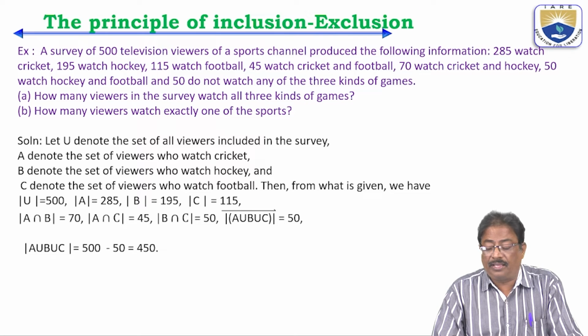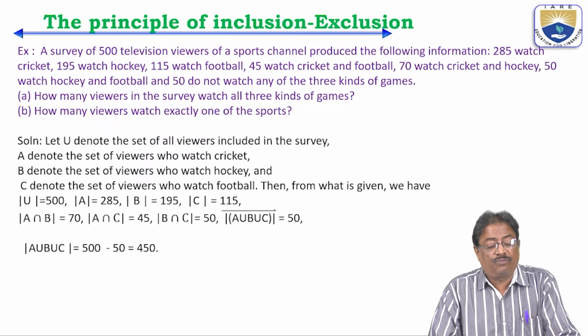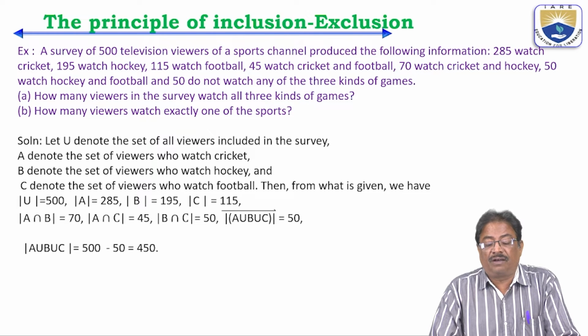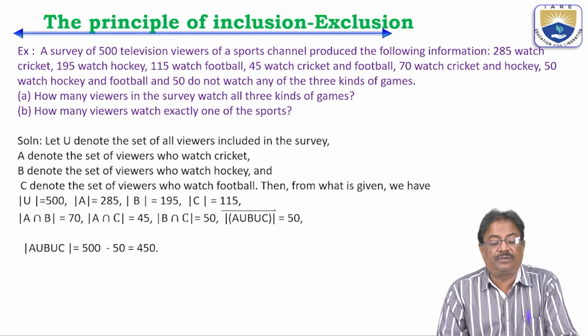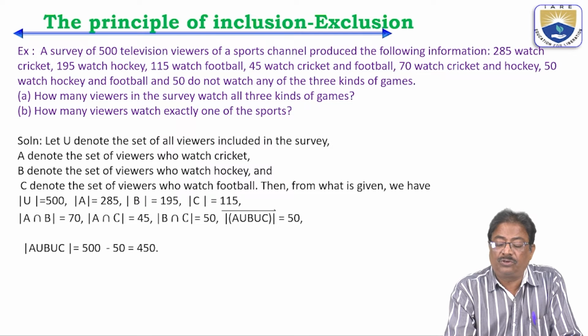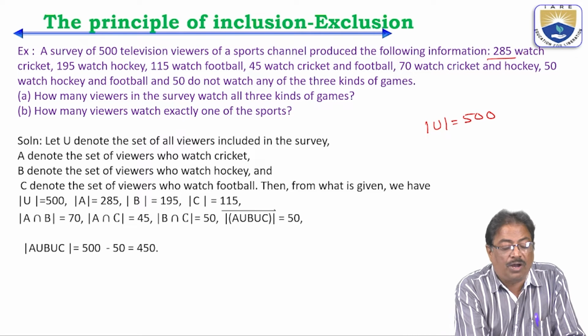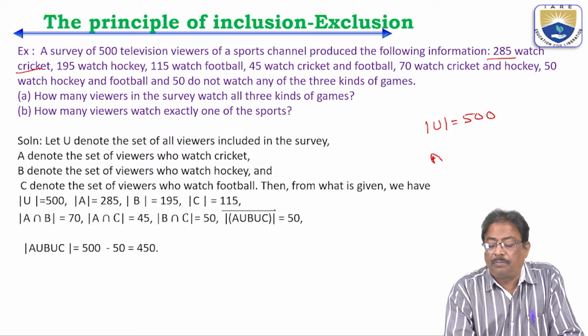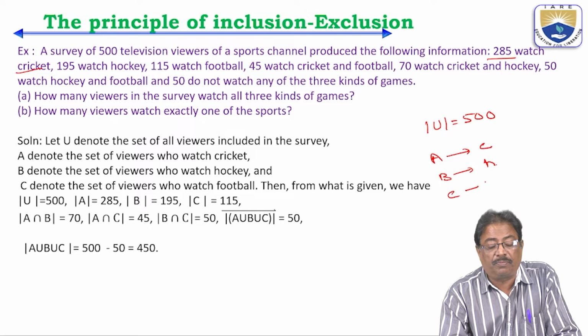Now, let us go for the other example. A survey of 500 television viewers of a sports channel produced the following information. The total number of television viewers is 500, so the sample size is equal to 500. And 285 watch cricket. Here A is the set of people who are watching cricket, B is the set of people who are watching hockey, and C is the set of people who are watching football.